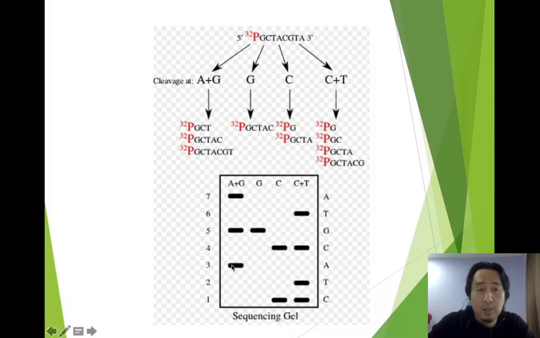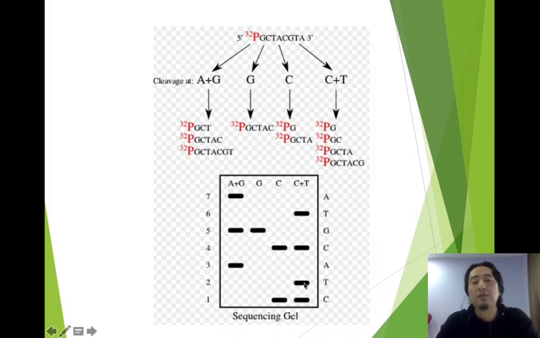So this one will be denoted with this one, and this one, the longest one, the bigger size, will migrate slower, denoted by this size. This one is one nucleotide. Four nucleotides is this one, and so on and so forth.